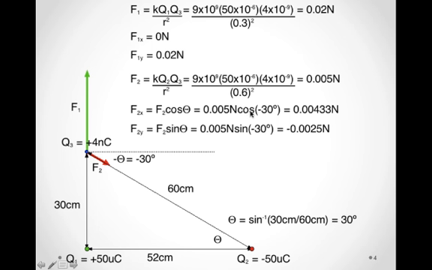So the horizontal component is F2, 0.005 newtons, times the cosine of negative 30 degrees, and I get 0.00433 newtons. And the vertical component, likewise, is 0.005 newtons times the sine of negative 30 degrees. So we're going to go to the next slide now, taking these components and finding out what the resultant vector is going to be right here.